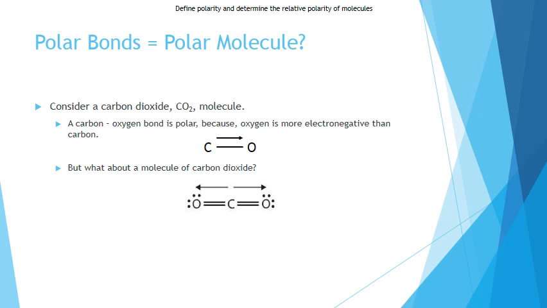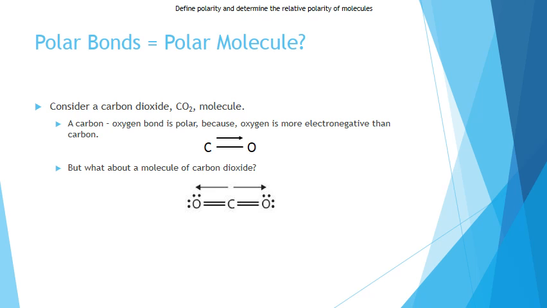So here is a Lewis structure of carbon dioxide. I have my central carbon, and as it turns out, I'll need two double bonds, one going to each oxygen. Now the oxygen, as we said above, is more electronegative than the carbon. So that oxygen is going to pull that electron density away from the carbon. But notice this molecule is linear.